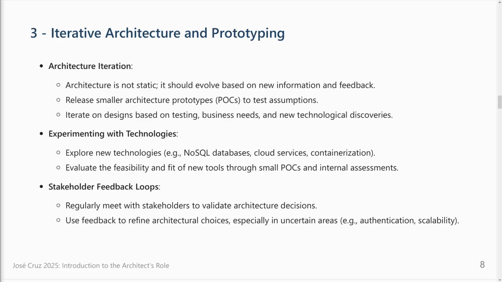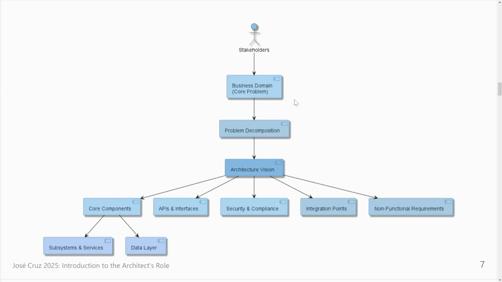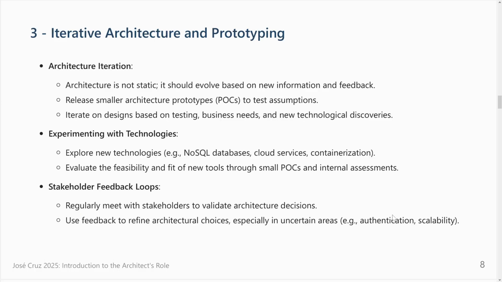So by this time, we already know what we want to develop. We already have components, everything that we saw here, right? We have core components, APIs, security, integration points, non-functional requirements. You have an idea of what we want, but we are not sure if it's possible to accomplish or not, and how we can accomplish these things. So we need some kind of iterative process to make sure that it's feasible or not.